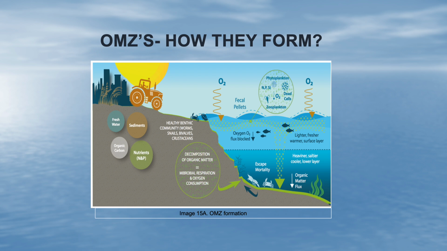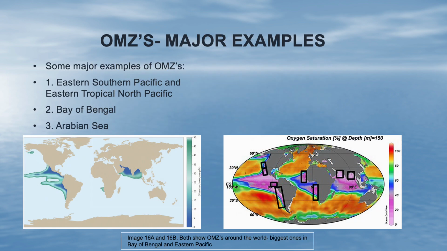So now that we know how these oxygen minimum zones form and how they're different from dead zones, let's talk about what are some major examples of these oxygen minimum zones. So some major examples of oxygen minimum zones are the eastern southern Pacific, and the eastern tropical North Pacific, the Bay of Bengal, which sits right below India, and the Arabian Sea.